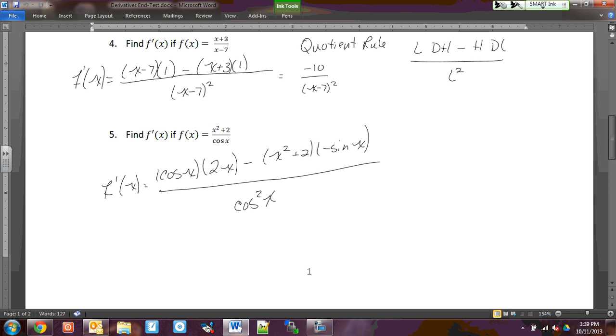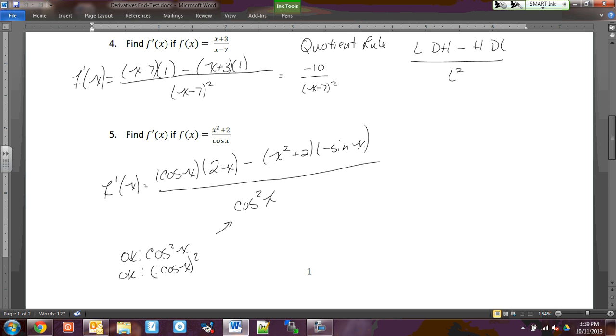All right, over low squared. Again, you can leave it just like that because it's not a simplification test. Now, I do want to address something with the bottom here. For the bottom, I would take what I wrote, cosine squared x. I would also take cosine of x squared like that.